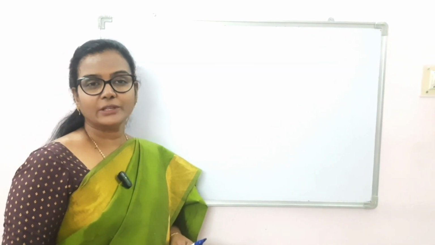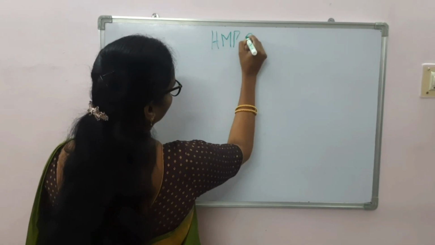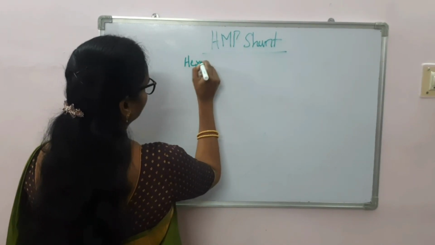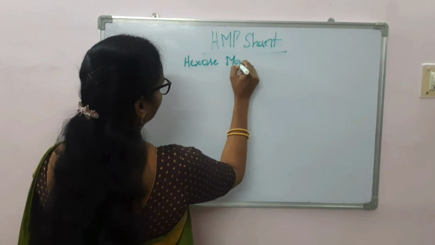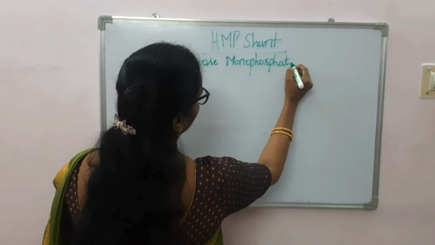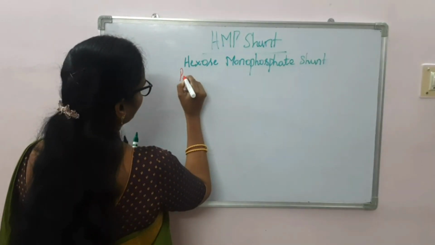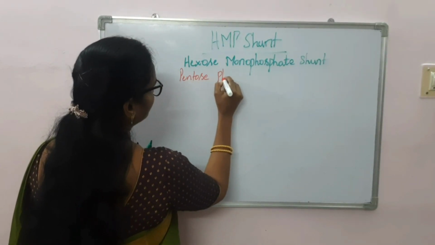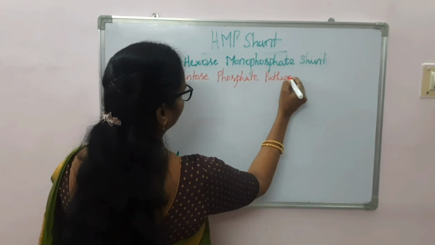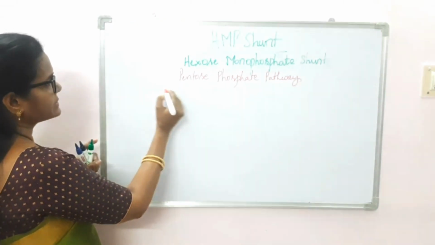Everyone, in this video we will see HMP Shunt, Hexose monophosphate shunt. This is also called as a pentose phosphate pathway. And this is alternative to glycolysis and TCA cycle.